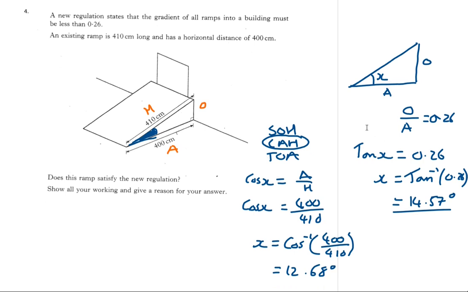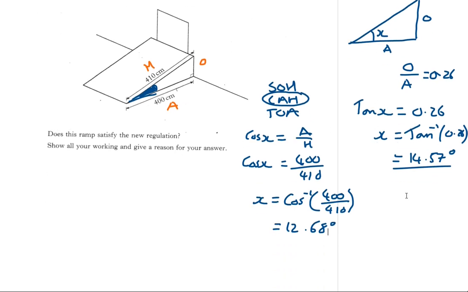And then you could say the ramp is safe because 12.68 is less than 14.57. So safe, as 12.68 degrees is less than 14.57.